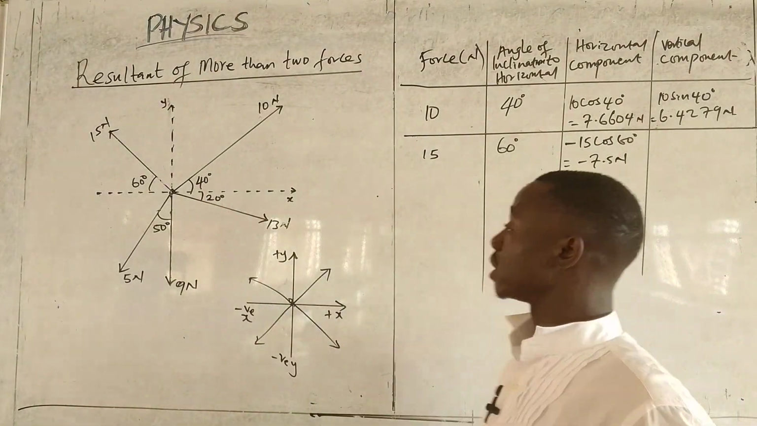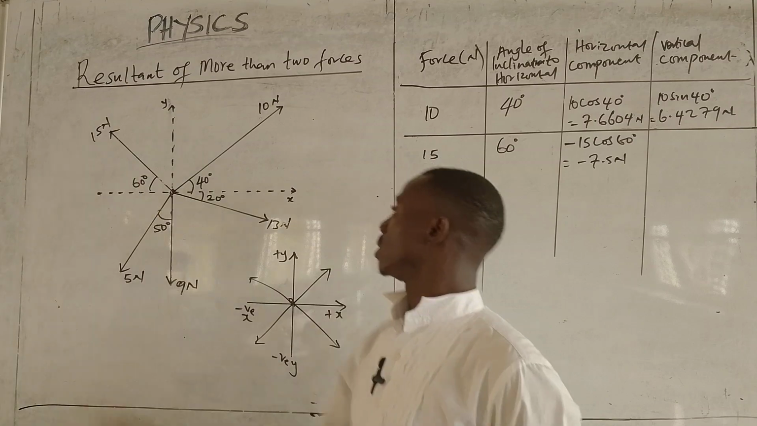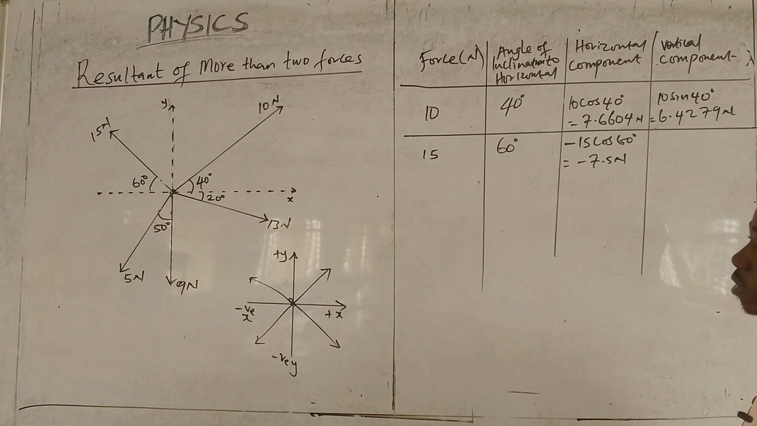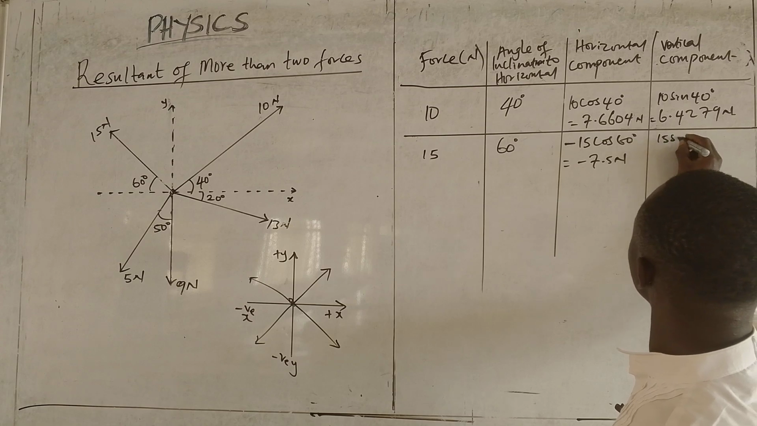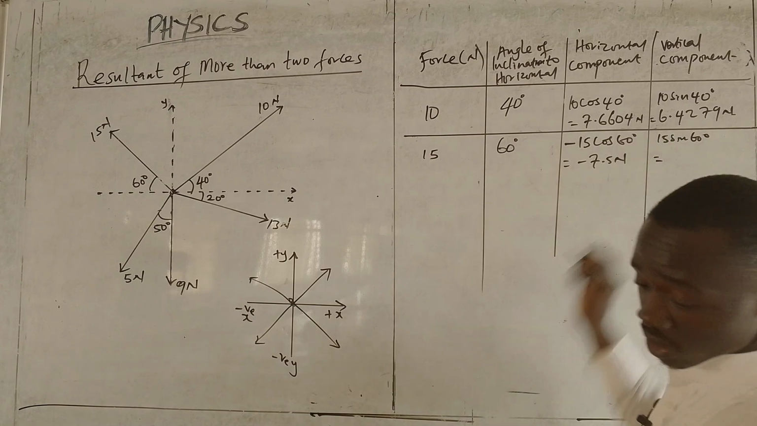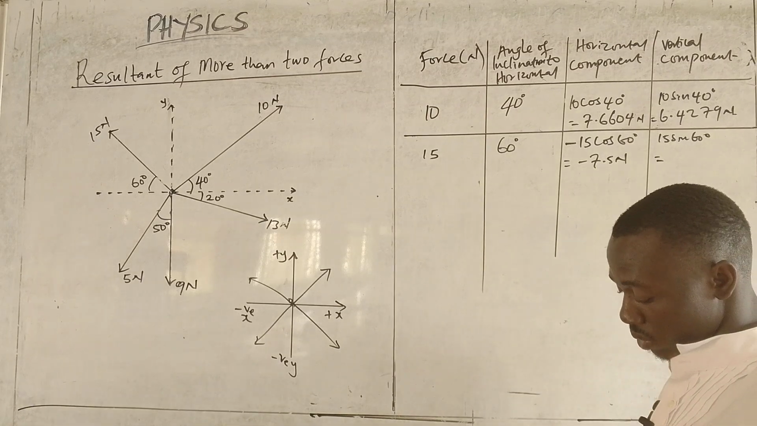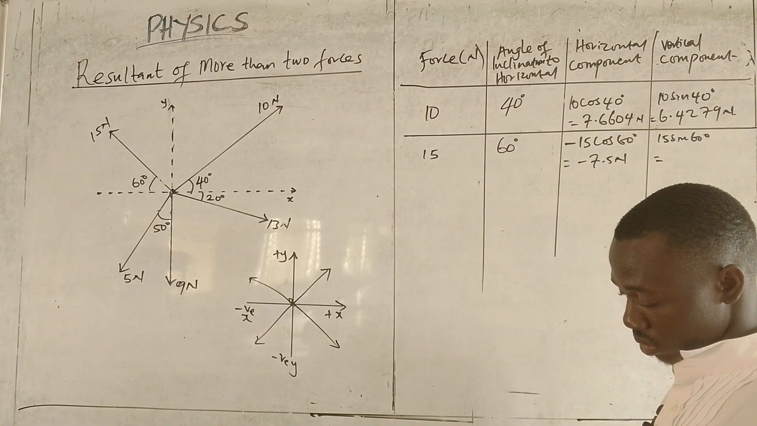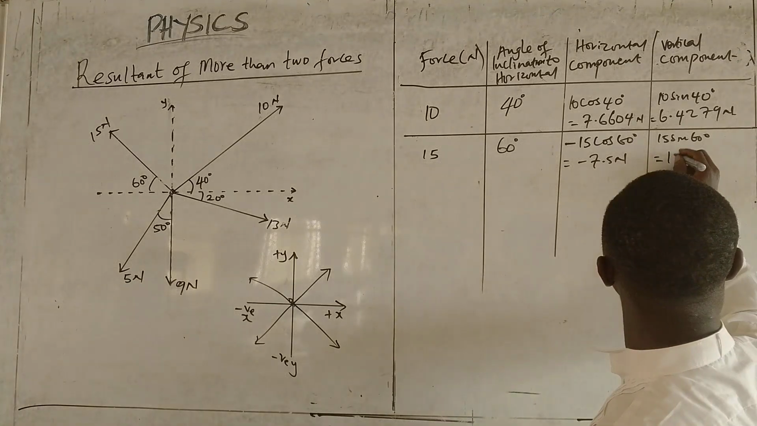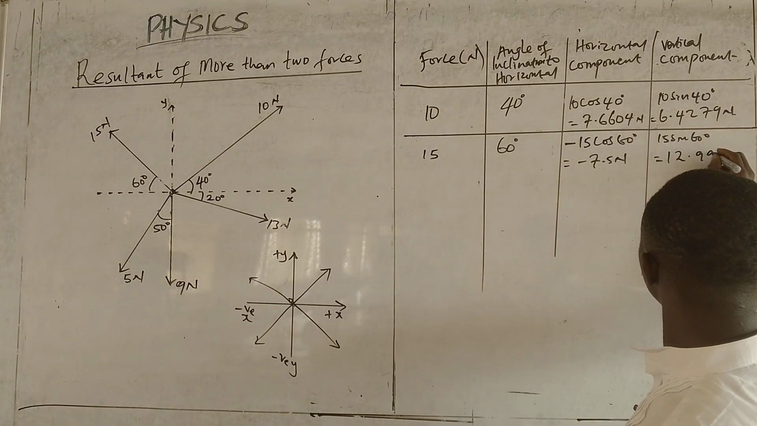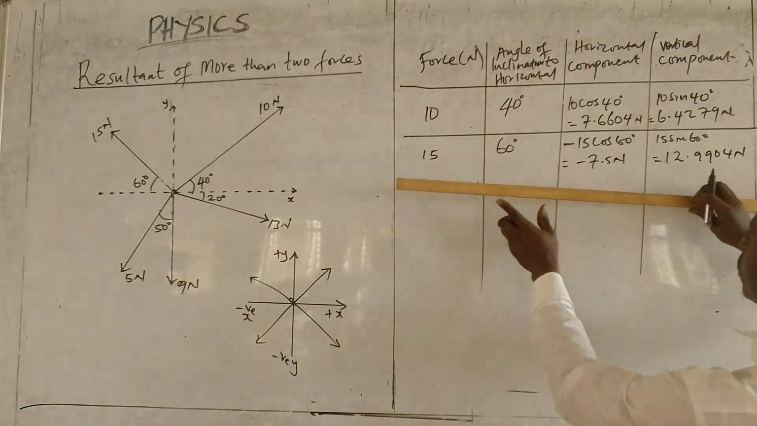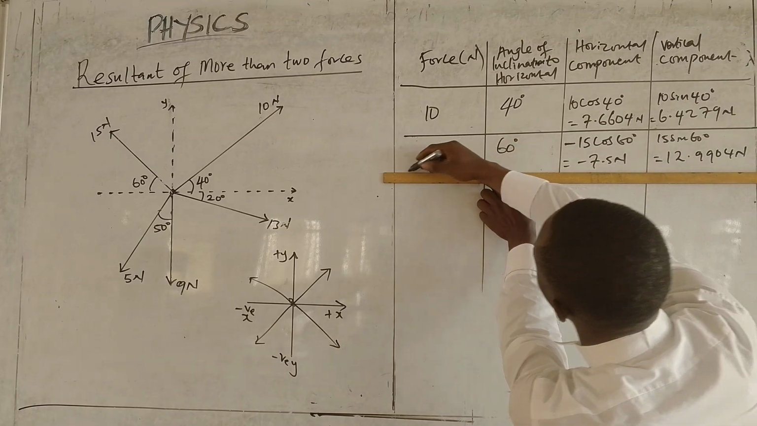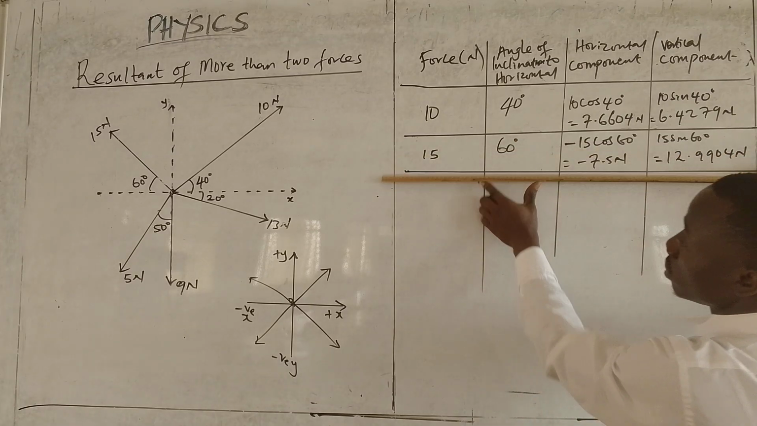Then what of vertical? Is it going to be positive or negative vertical? So it's going up, isn't it? It's going up. So vertically upward. So that's going to be positive. So that's 15 sine 60 degree, which will be 12.9904 Newton. So we are done with 15 Newton. We move to the next force.